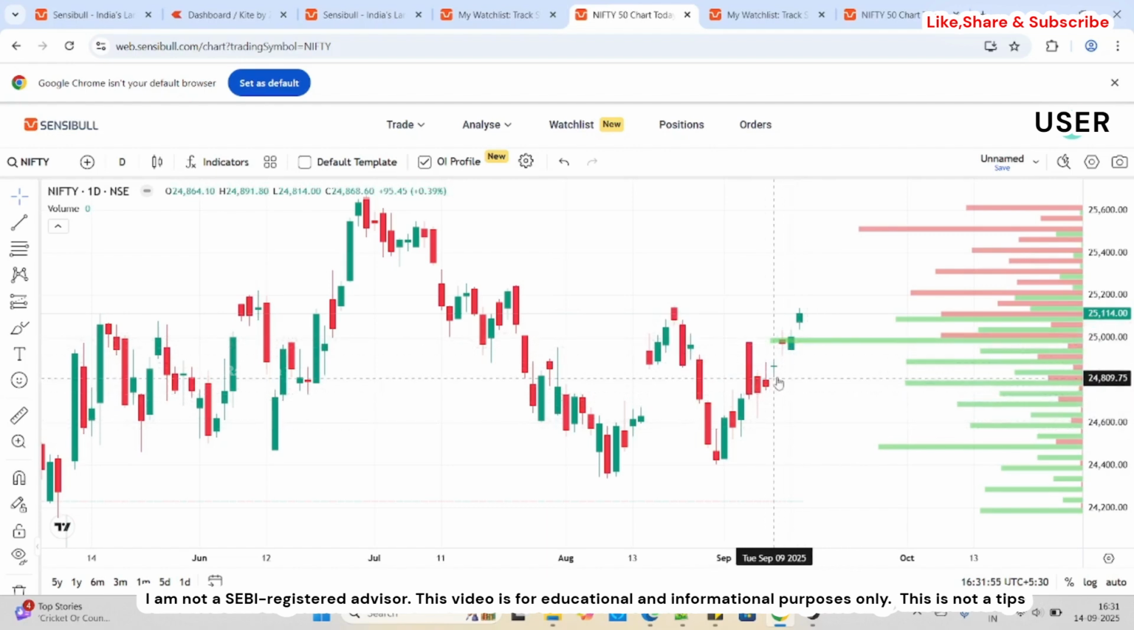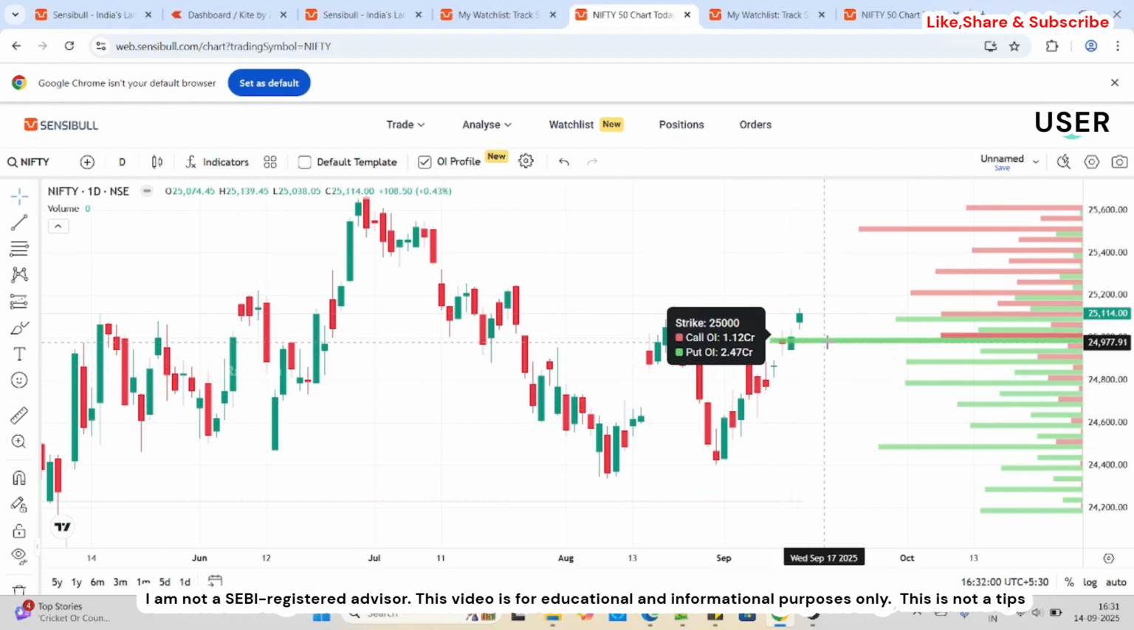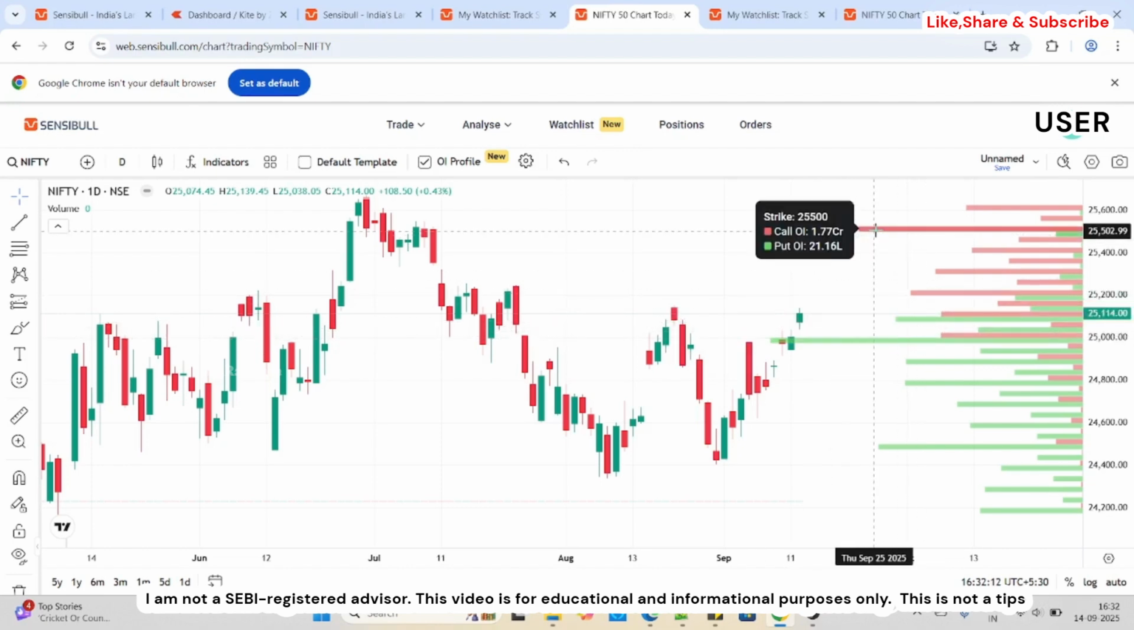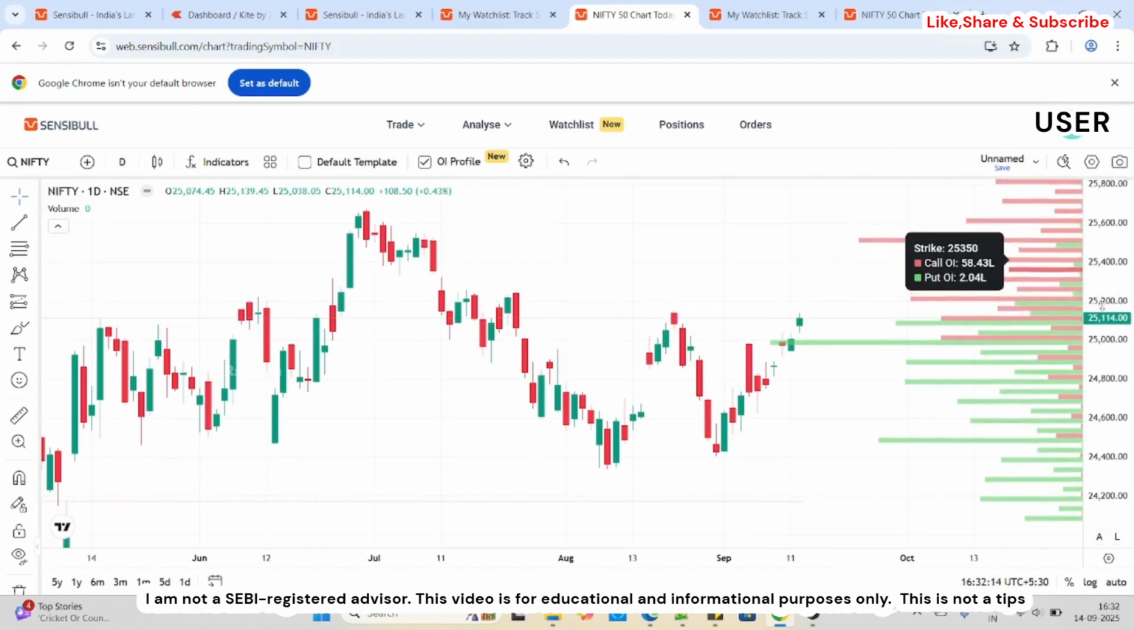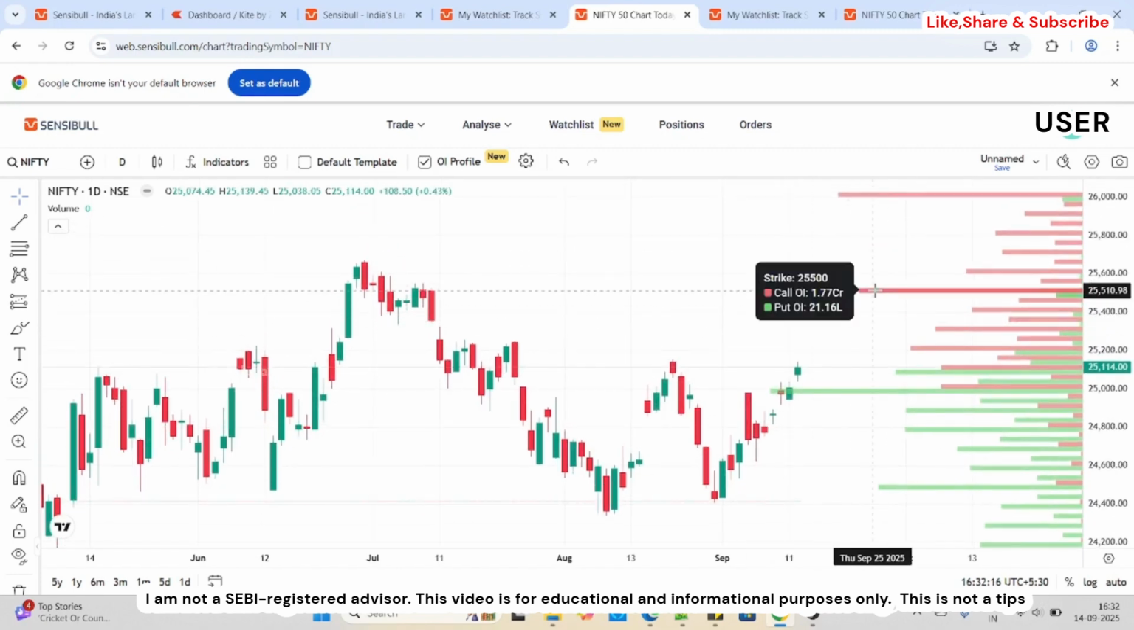For example, if Nifty is trading below this green bar, then this will become a strong resistance. Since Nifty is trading above this line, this will become a stronger support now. What is the next support and resistance? I'll go for this. These are the open interest. You can see around 25,500 there is very little put and call option open interest here.